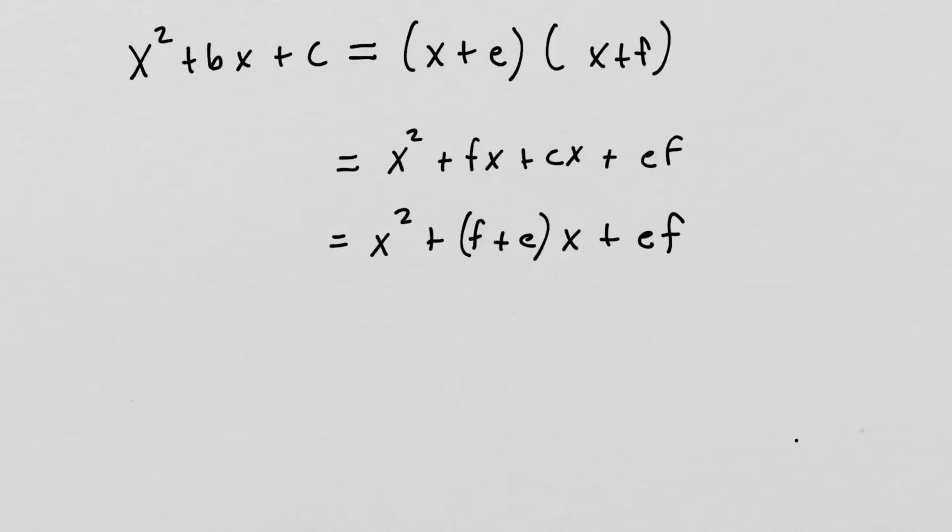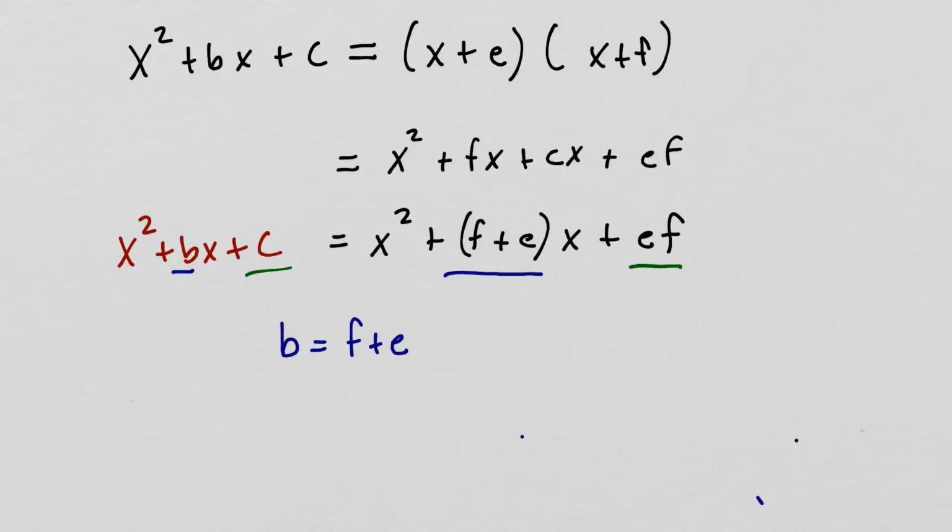Now, if we look carefully, we have a few different equalities that will tell us how to factor this quadratic equation. Here we see that our b has to be equal to the sum of our f and our e, and our c term is going to be the multiplication of our e and our f. This will put enough constraints on our quadratic equation to solve it. Let's look at an example.